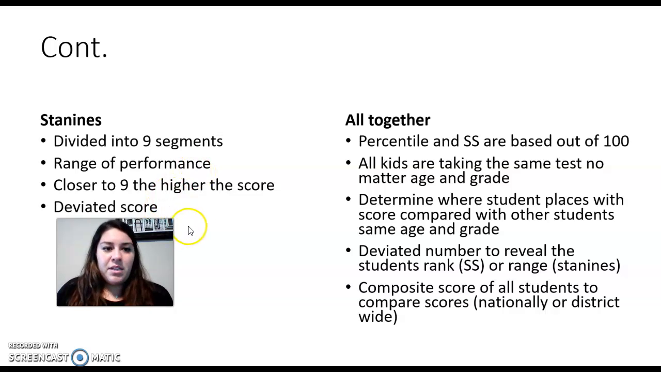Stanine is divided into 9 segments, which is a range of performance, and it has a deviated score as well as the standard scores. And how they're all similar is that their percentile and standard scores are based out of 100. All kids are taking the same test no matter the age and grade. It determines where the student places with a score compared with other students of the same age and grade. And there's a deviated score, like I said before, between the standard and the stanine. And then they're all 3 a composite score of all the students to compare scores, and they can compare scores nationally or districtly. So that is my slide and final. Thank you very much.